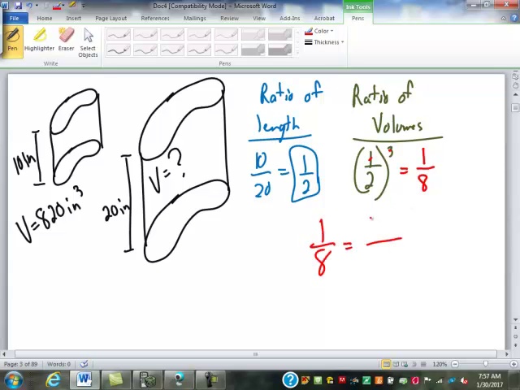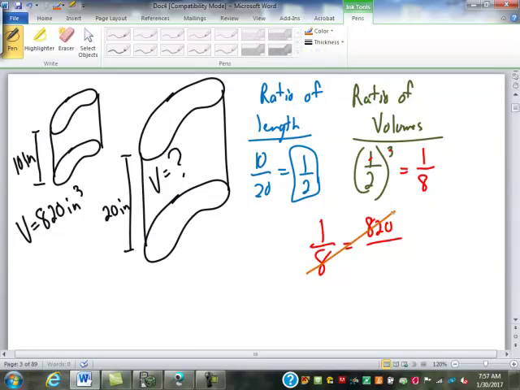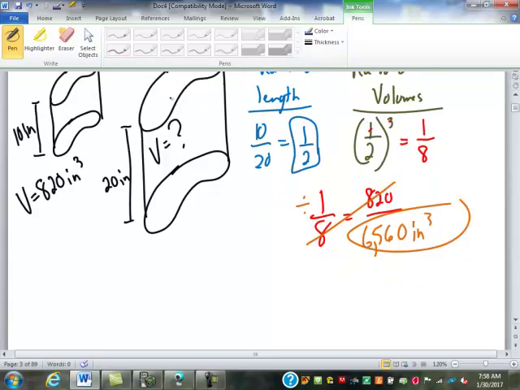So to find the new volume, 8 times 820 divided by 1, 6,560 inches cubed. What do you think? The tough part with these is not doing the ratios. The tough part is figuring out whether I'm dealing with an area or if I'm dealing with a volume. Because just because it's 3 dimensions does not mean I'm dealing with cubing the ratio.